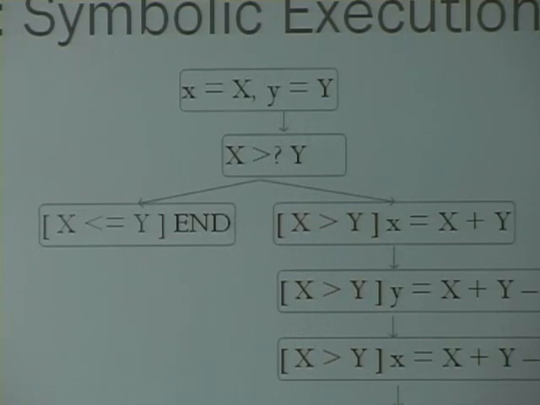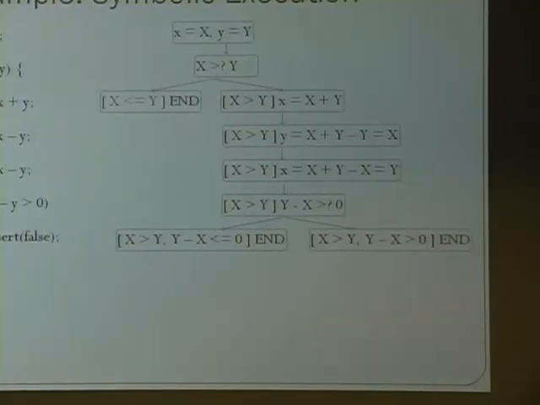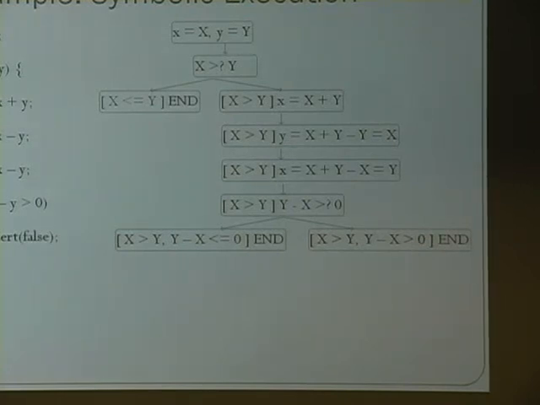At the end, it will generate 3 path conditions in this case. If x is less than or equal to y, it terminates. If x is greater than y, however, and the difference is less than or equal to 0, it will end with an assert false. And the third condition will terminate successfully.